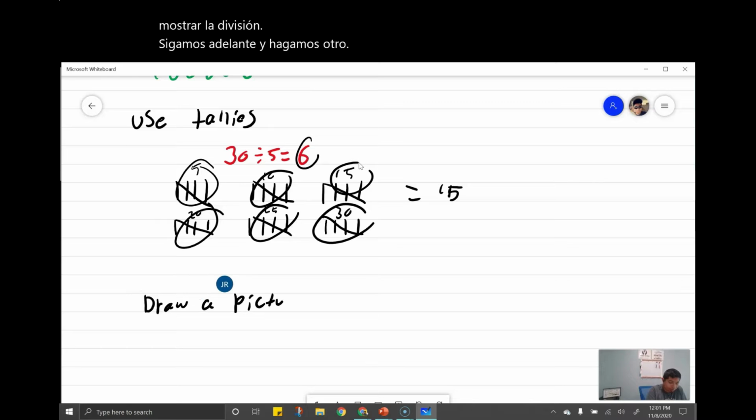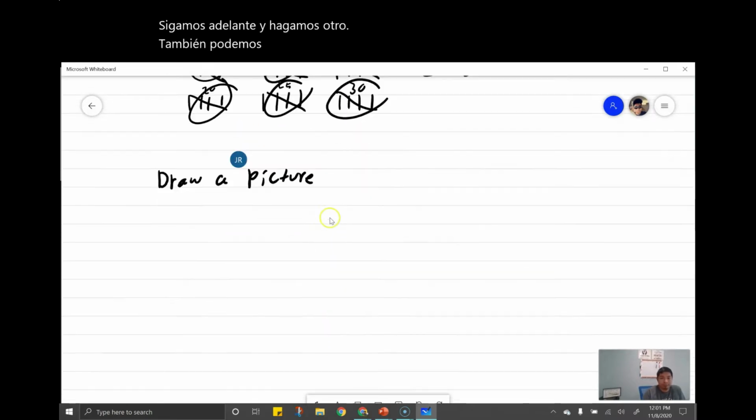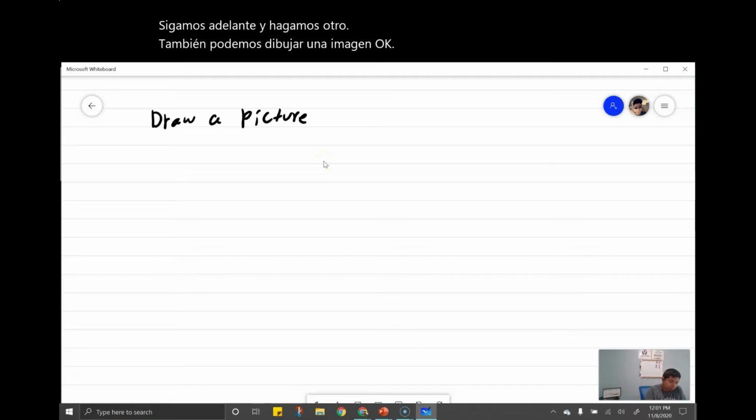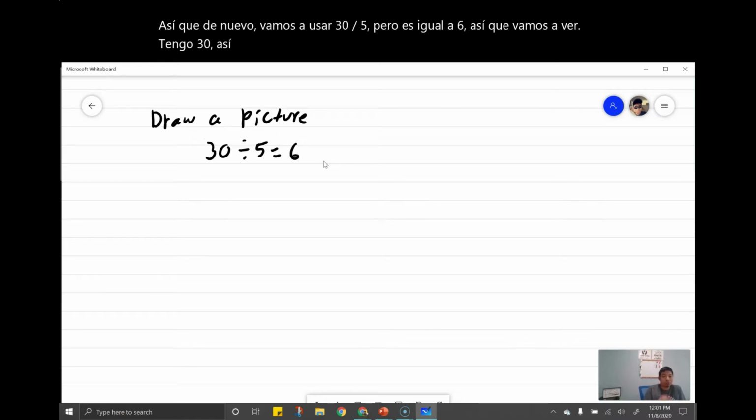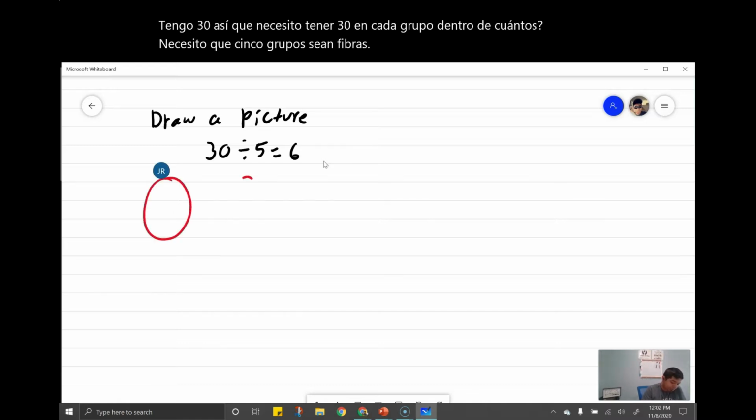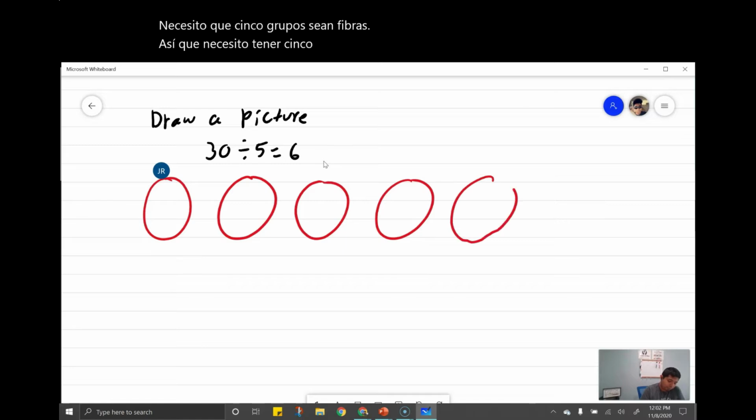We can also draw a picture, okay? So, again, we're going to use 30 divided by 5, which we know now equals 6. So, let's see. I have 30, so I need to have 30, and each group needs to have how many? 5, good. Okay. I need to have 5 groups. 1, 2, 3, 4, 5, okay? So I need to count to 30, okay?